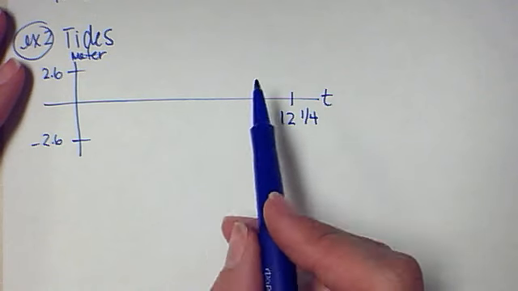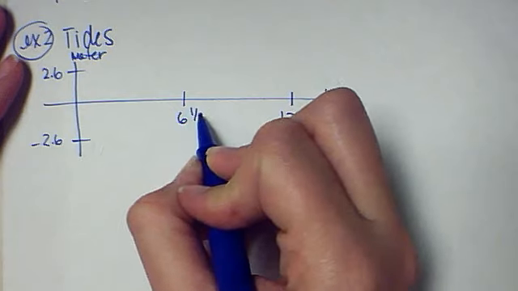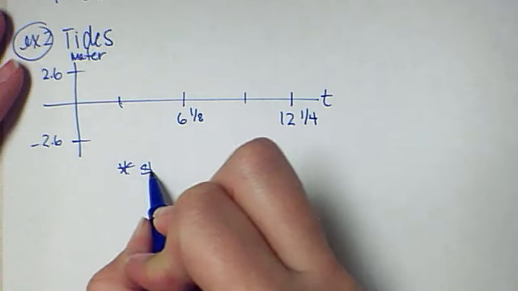So basically the tides go in and out twice a day. Half of that time would be 6 1/8. We need to cut those in half as well. We want to start at low tide.